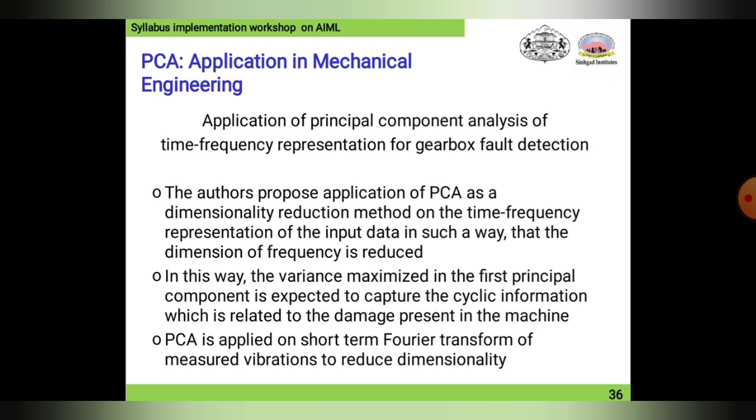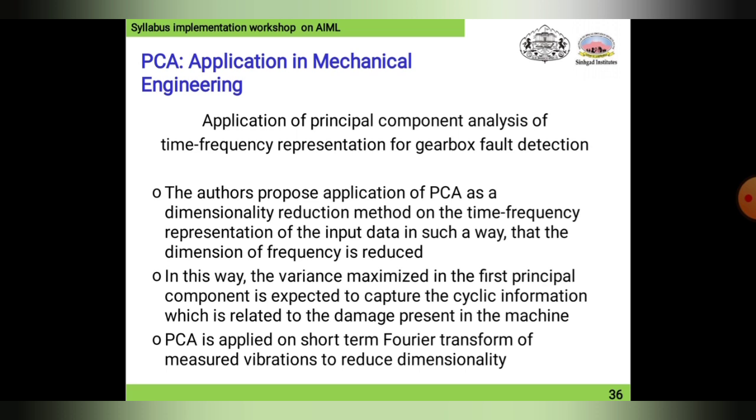Then, application of principal component analysis on time frequency representation for gearbox fault detection. The author proposed application of PCA as a dimensionality reduction method on the time frequency representation of the input data in such a way that the dimension of frequency is reduced. In this way, the variance maximized in the first principal component is expected to capture the cyclic information which is related to the damage present in the machine.